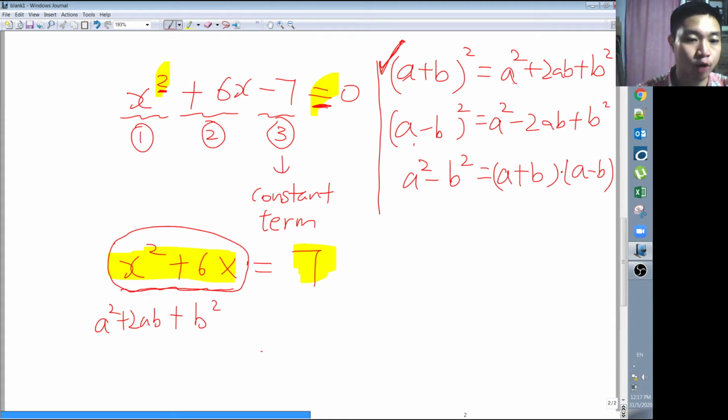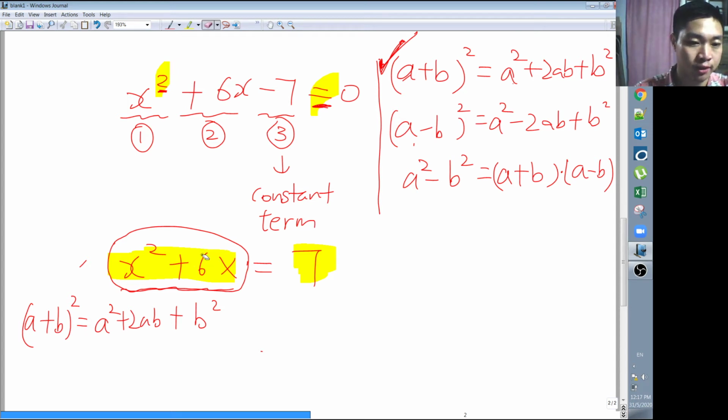How many terms to complete square? If you make use of this, I'm sorry, I missed out the left hand side. I'm going to make use of this formula to complete square for the left hand side of this equation.